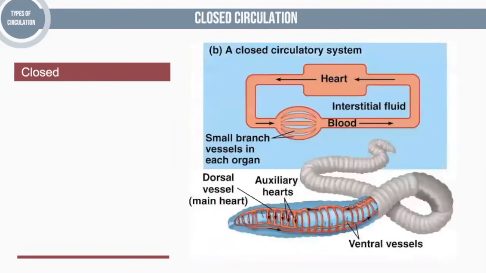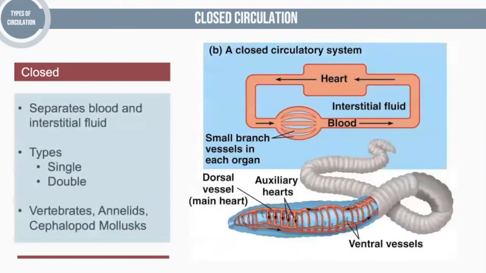Next, we have the closed circulation. The closed circulation is more compartmentalized. The blood is separated from the interstitial fluid. For this type of circulation, we can further divide it into two types, the single and the double circuit closed circulation. This type of circulation is seen in vertebrates, annelids, and cephalopod mollusks.